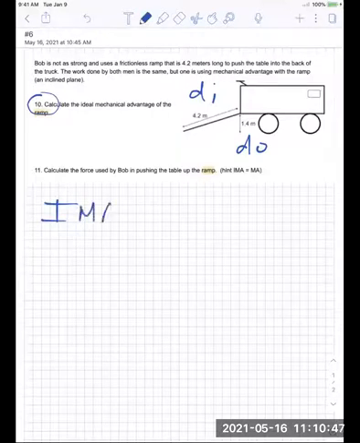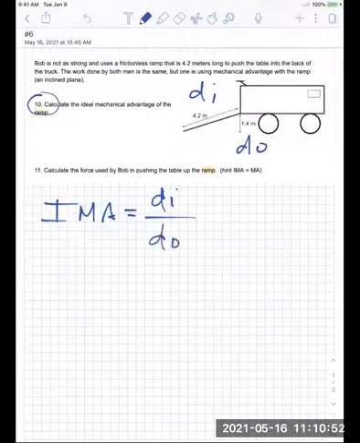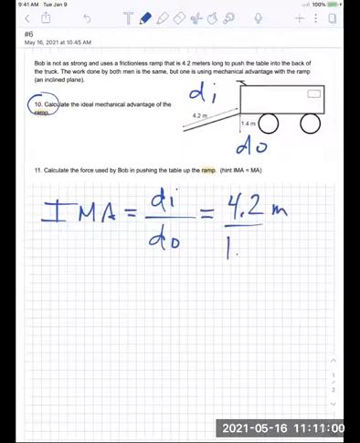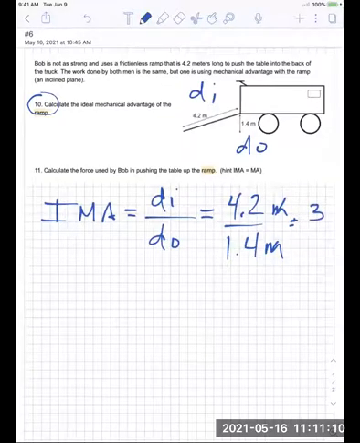So again, skipping some of the Dilsau steps, I'm just going to quickly show you how you could solve for the ideal mechanical advantage. DI is 4.2 meters. DO is 1.4 meters. My meters cross cancel. I end up with a final answer of 3. No units, right? IMA, mechanical advantage, is a unitless value. All right, and lastly, they want to know what the force is. That's Fi. What is our Fi for pushing the object up the ramp?